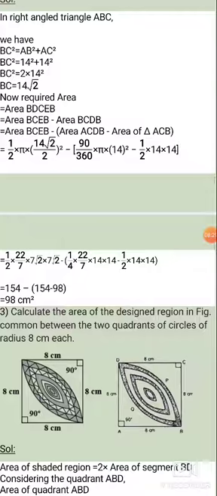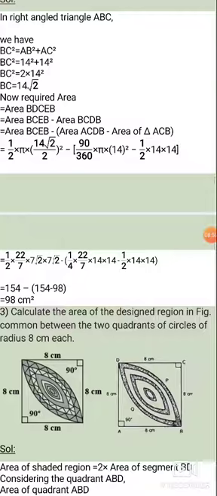of a circle of radius 8 cm each. So listen carefully, this one is a textbook question. Last question is this one. So in this figure ABCD, we can name it first. The square having side how much? 8 cm each. We need to find out the area of the designed region.